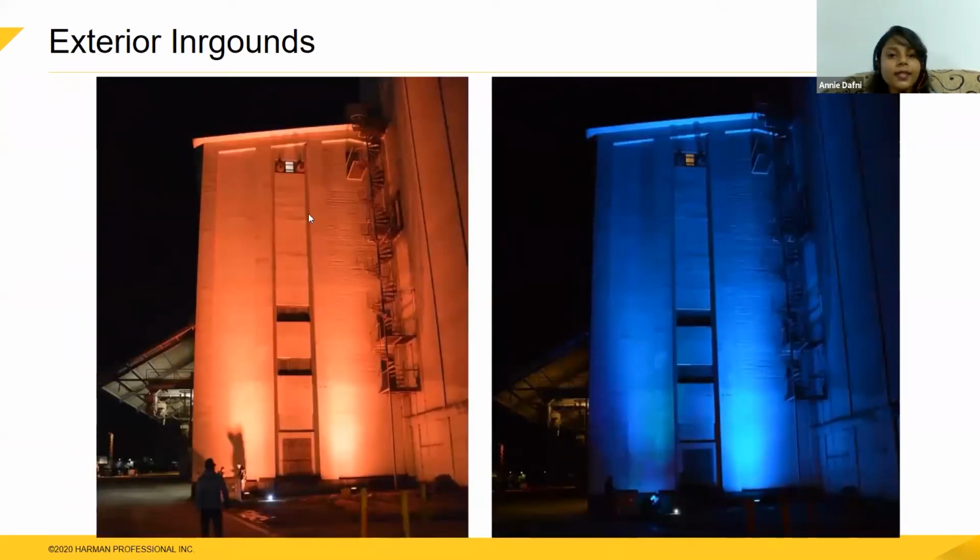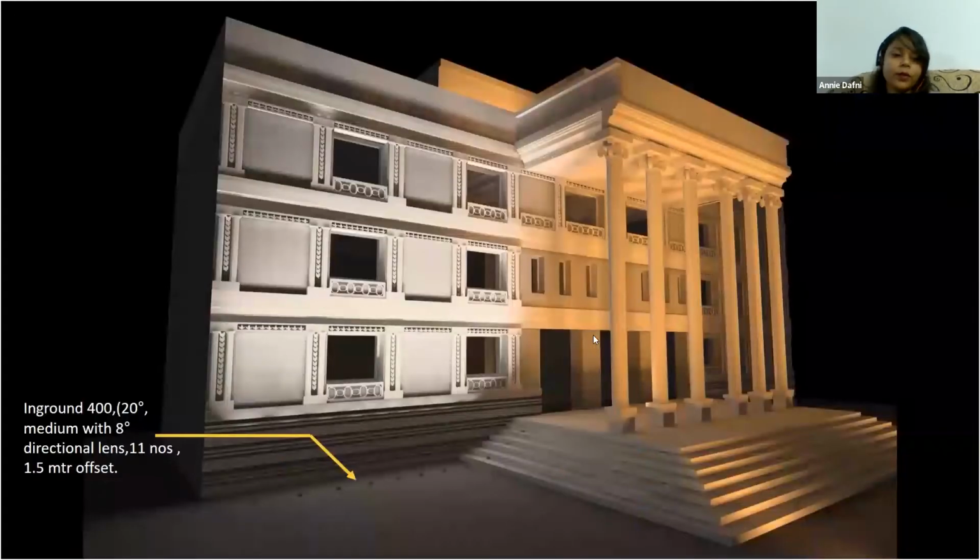Okay. So this is an actual demo that was done using the exterior in-ground 400. The height of the building is 25 meters, and you can see the kind of throw that this fixture is able to achieve. So in order to have a clean look, we can also use the exterior in-ground. So this is a simulation of the exterior in-ground 400 with an 8-degree directional lens. And I've used the same 11 numbers because I'm using a medium beam here. And the advantage of this is it gives a very clean, discrete installation during the daytime. And there's no problem even if people are walking over it.